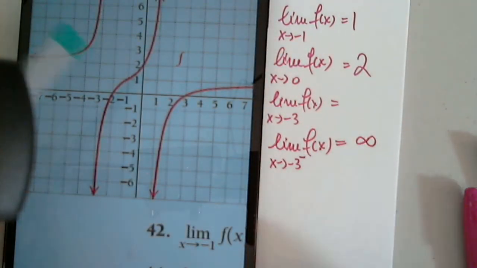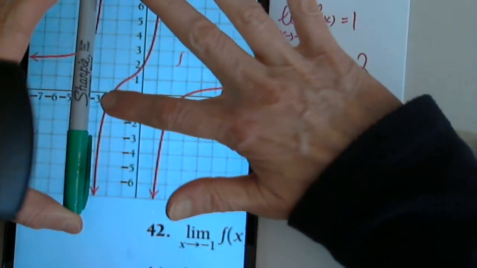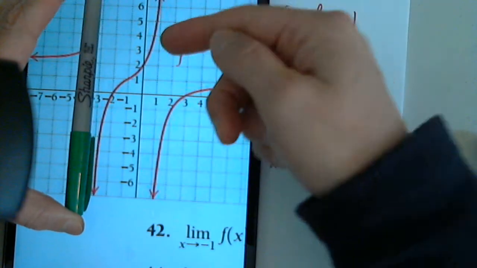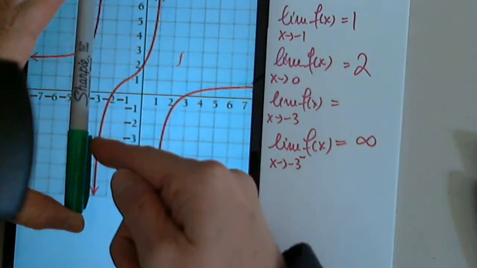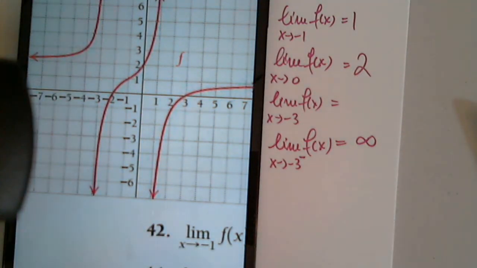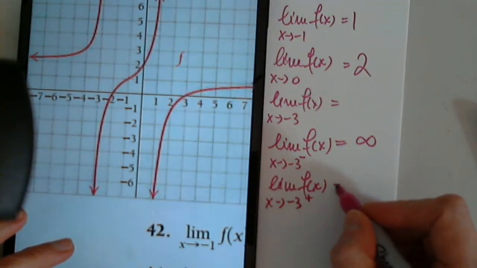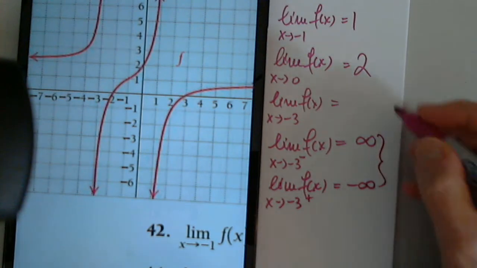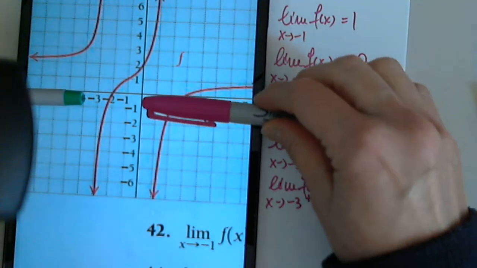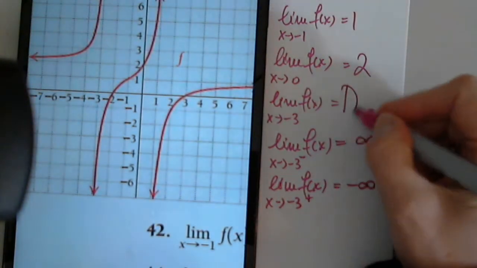Perfect. Now let's look at the other side. Here is -3. As x values approach -3 with larger values from the right, what does the function do? Goes down to negative infinity. Very good. Excellent. So then limit of f of x as x approaches -3 from the right is negative infinity. From here, what do we conclude about limit of f of x as x approaches -3 from either side? It's DNE. Thank you very much.